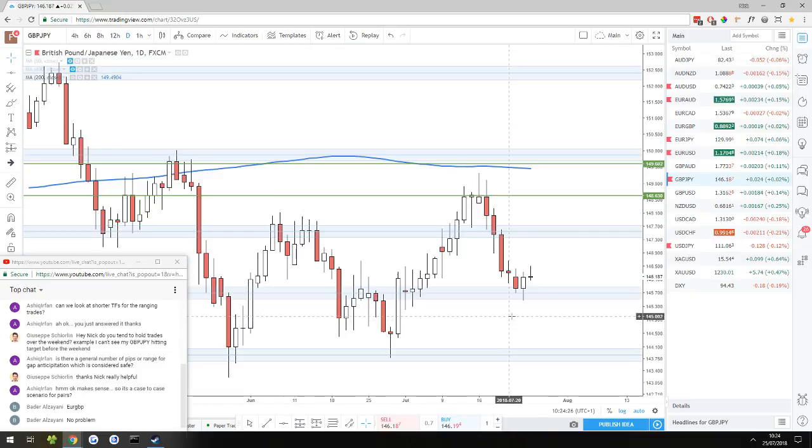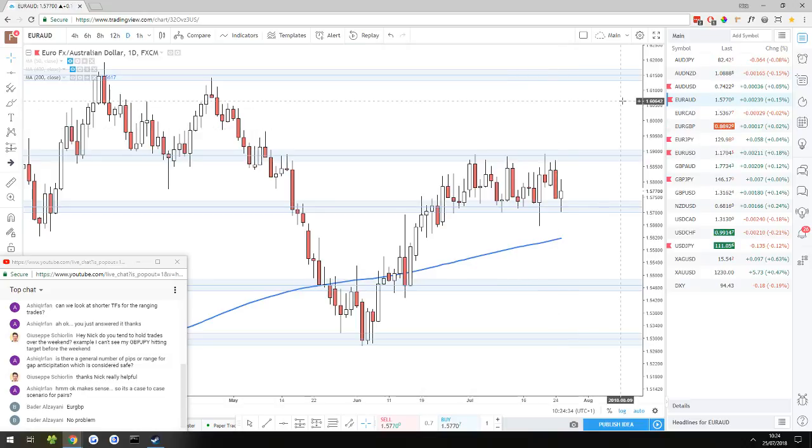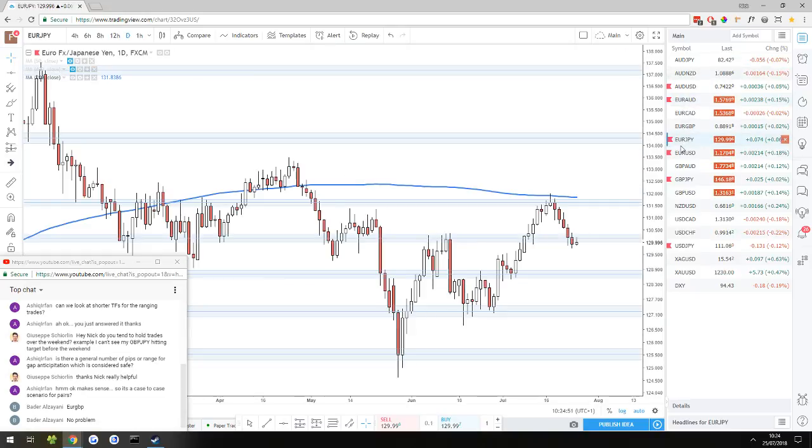And also, gaps on pairs are different. Some pairs gap a lot, some pairs don't gap a lot. The easiest way, there's no magic number, there's no special way to do this. You just look at the past.